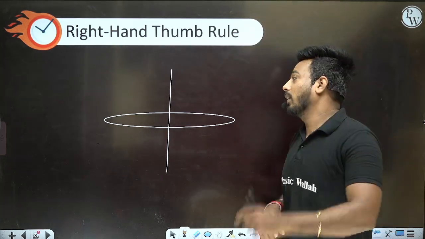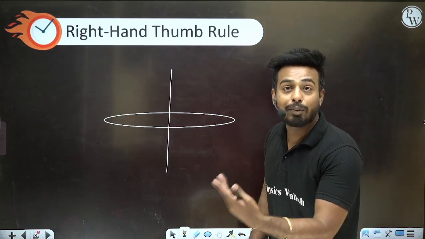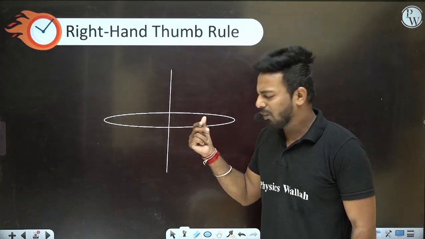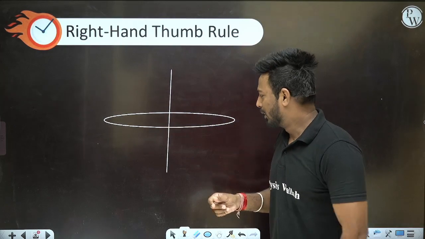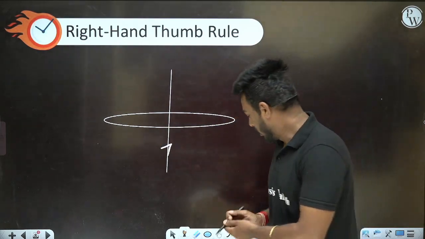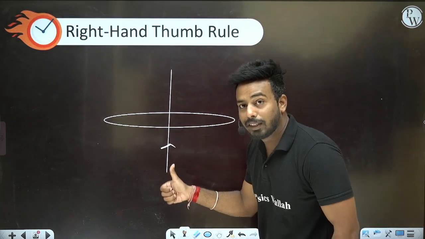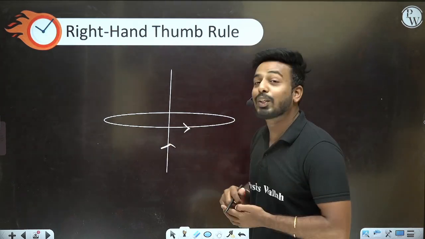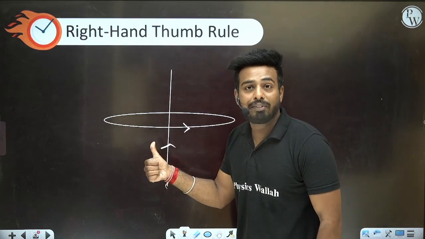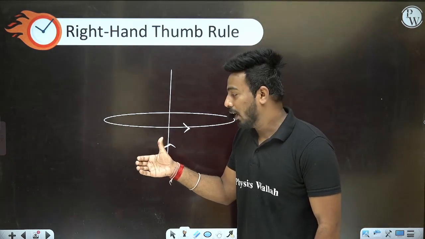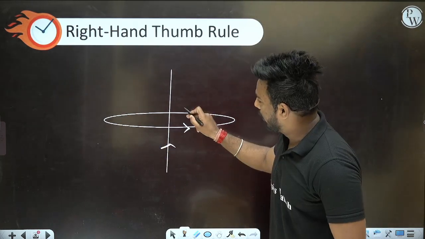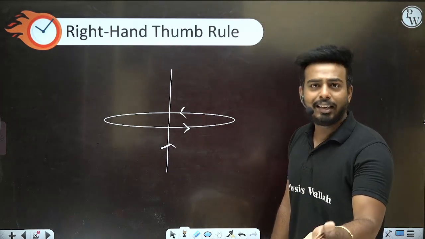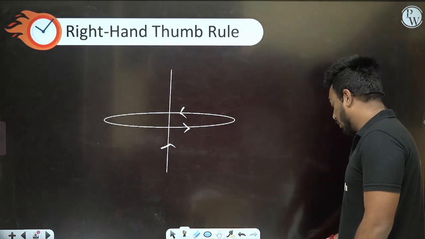As we already know, the magnetic field is always in the form of closed curves. If current flows in the upward direction, I just need to show my thumb in the direction of current, and the curl of my fingers will show the direction of the magnetic field. This is the direction of the magnetic field. There is a simple use of the right hand thumb rule. So I think the topic is crystal clear to you.